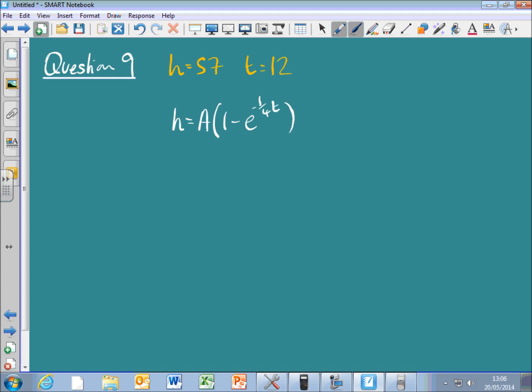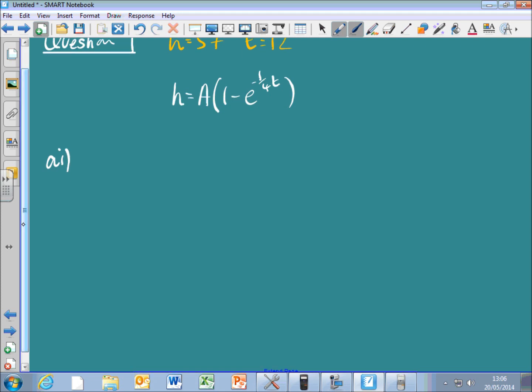Okay, so part A says find the height of the toadstool when t equals 0. When t equals 0, we get h equals a, 1 minus e to the 0, because t is 0. E to the 0 is 1, so we get 1 minus 1, so this is just 0. Okay, so the height is 0 at time 0, which is what you'd expect.